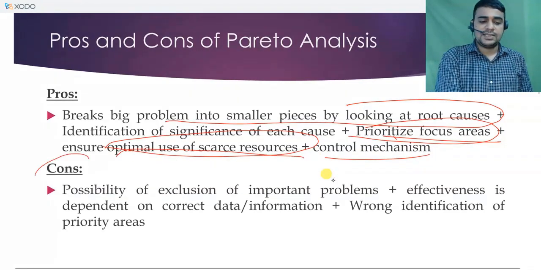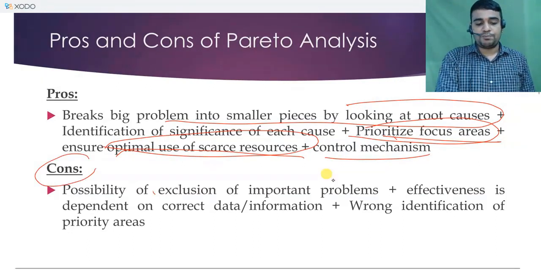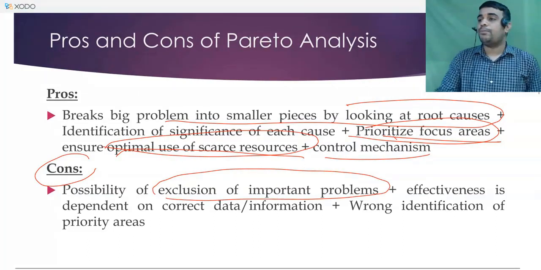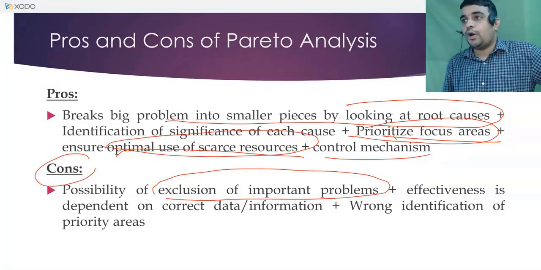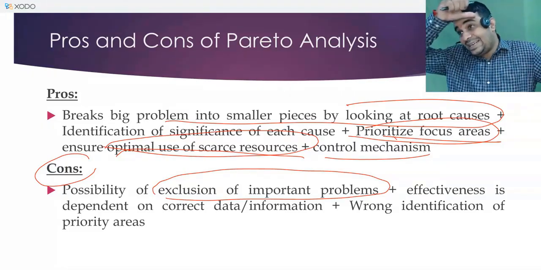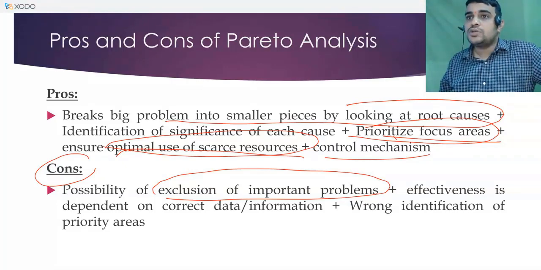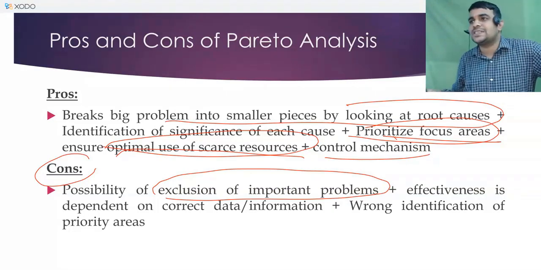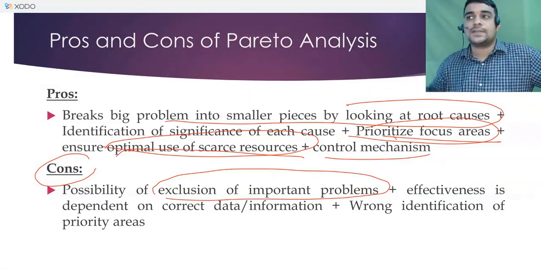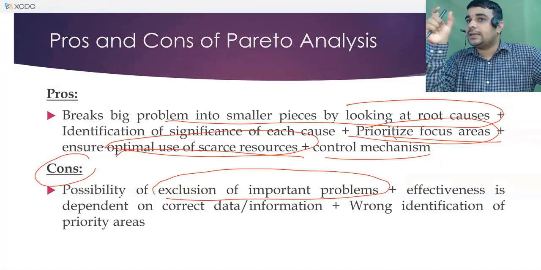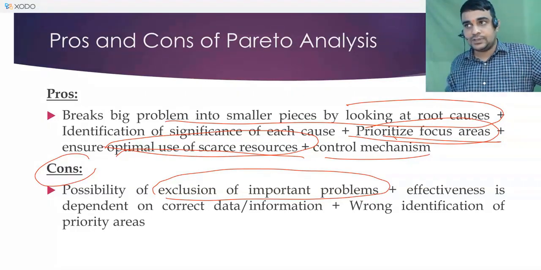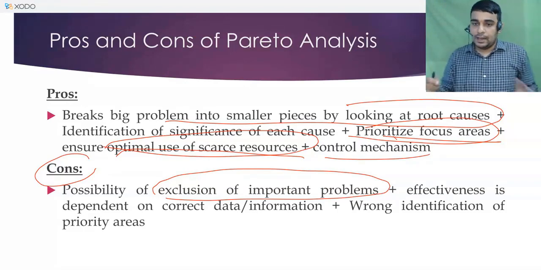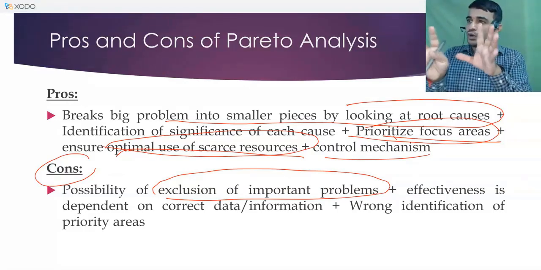The disadvantage which I talked about is the possibility of exclusion of an important problem. Maybe it's in the later 20%. Also, when you want to identify the problems, we did one question on Six Sigma where there were product returns coming up, and they had captured a table saying the reason for the return and the percentage of times that was happening. But we were not able to finally get the root cause as to what is happening.